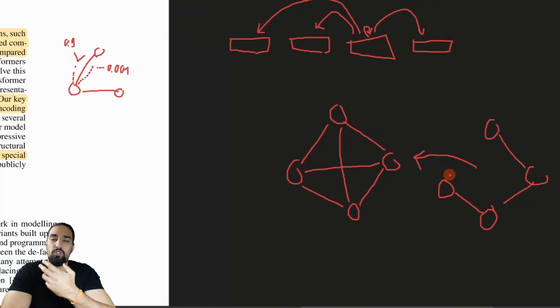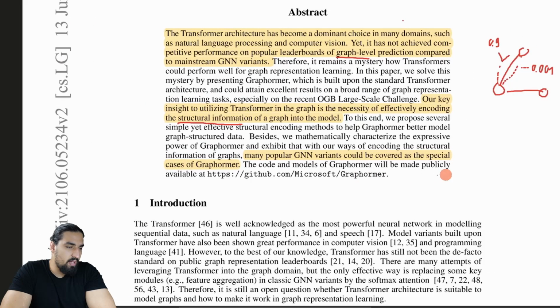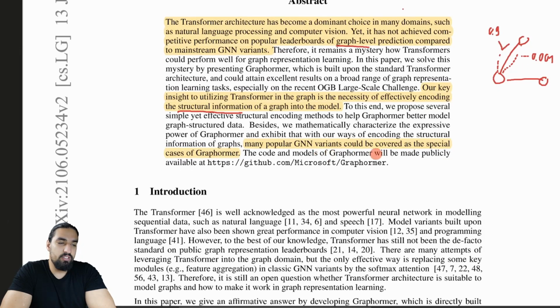You want to ingrain the structural information into the transformer to make it more performant. Okay, and finally, many popular GNN variants could be covered as special cases of Graphormer, and I'll later show you this in the appendix, and I'll explain how this comes to be.